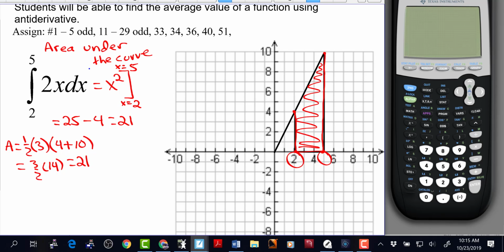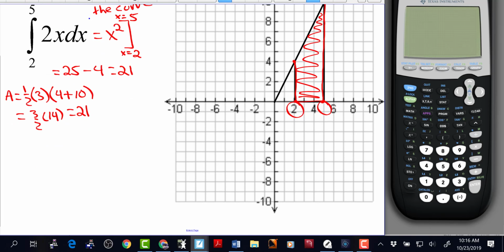So doing this integration stuff is the same as finding the area under that curve. It's the same thing. So hopefully this fairly straightforward example shows you or convinces you that that's what we're trying to accomplish. Any questions?